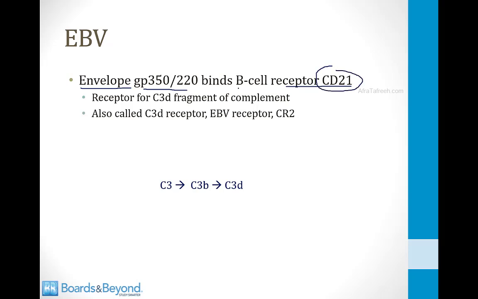CD21's normal function is as a receptor for the C3d fragment of complement. You may not be familiar with C3d because it's a minor complement component, but it's a breakdown product of C3. C3 can become C3b, which can then become C3d, and C3d normally binds to CD21. Besides being called CD21, this receptor goes by a number of different names. Some of them include the C3d receptor, the EBV receptor, or CR2.